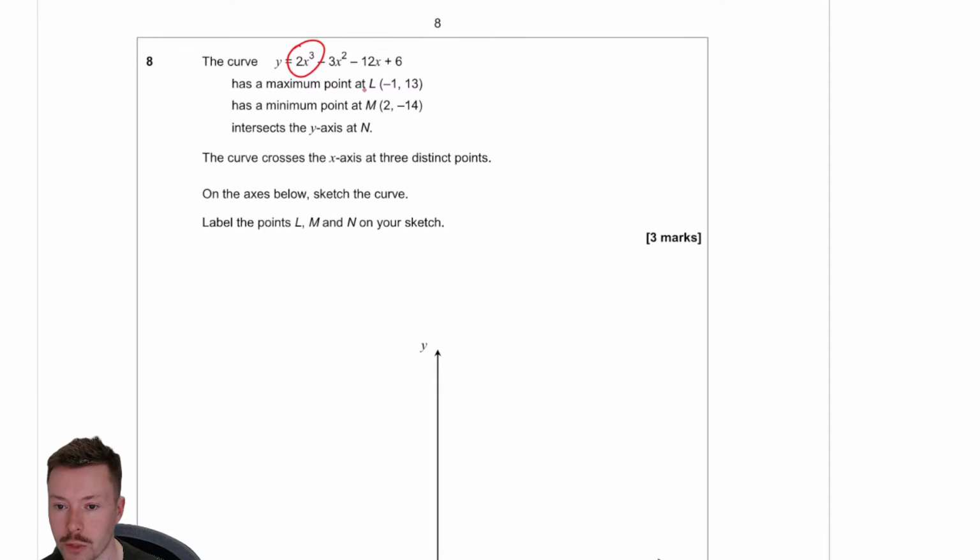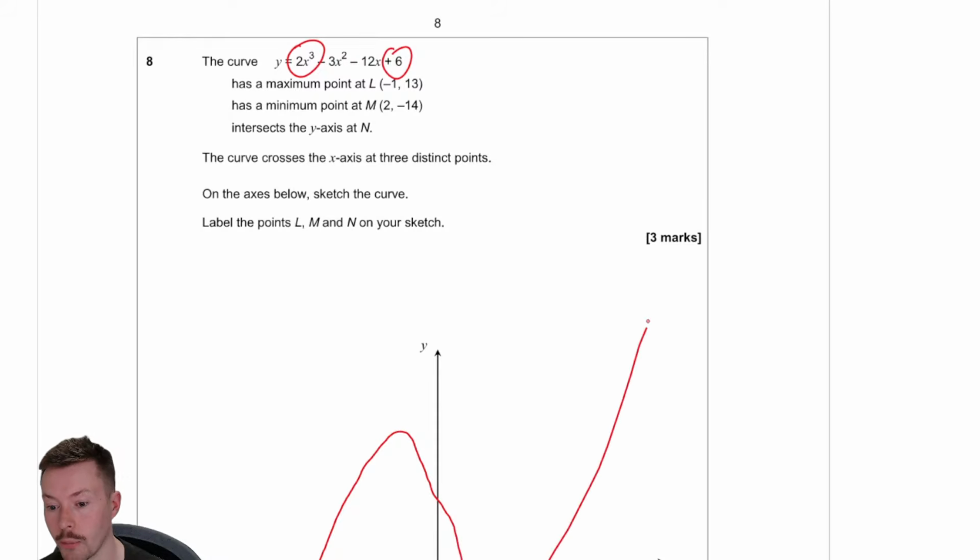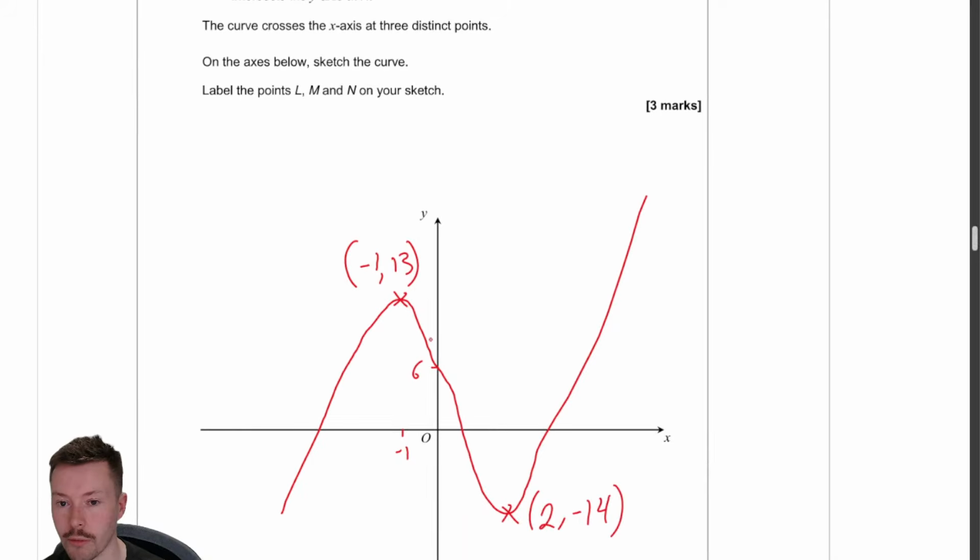So here, maximum point at minus 1, 13. So minus 1, 13, somewhere up here. Crosses at plus 6. Okay, so we're going up, we're going down, and now the minimum point is at 2, minus 14. So it's going to go way down and then back up. So that's 6, that's L, which is minus 1, 13. Okay, and that would be not a very good sketch. I know I would do this better normally, but you just need that.